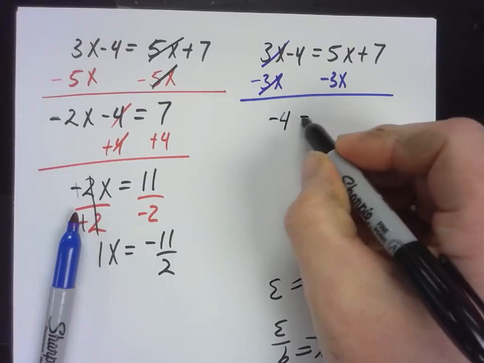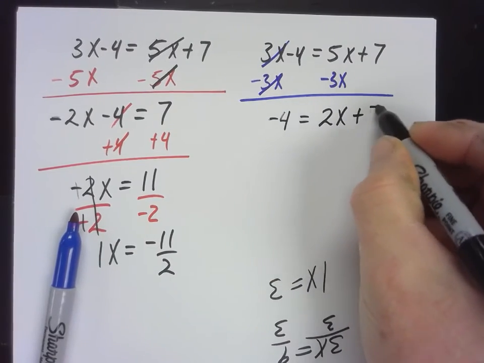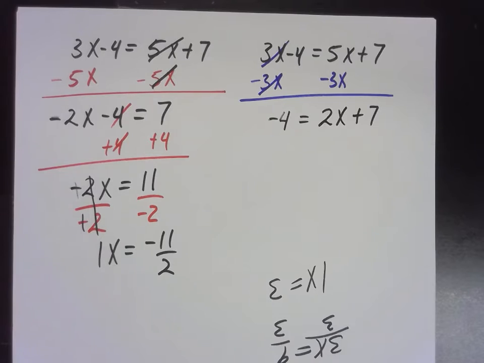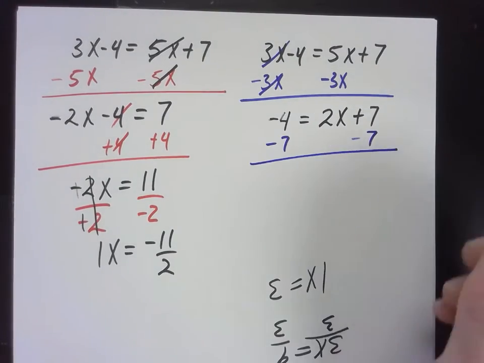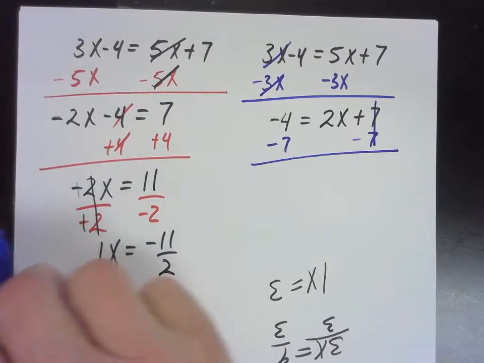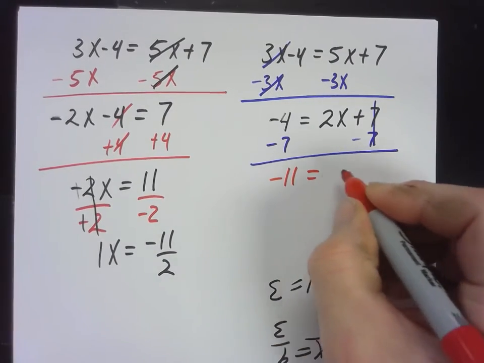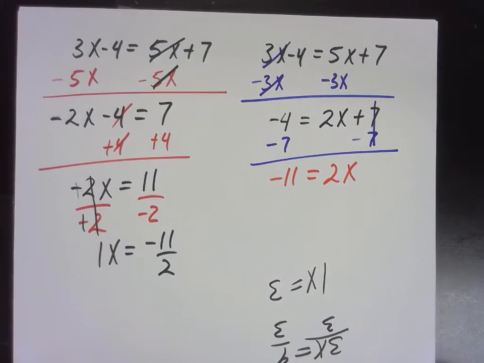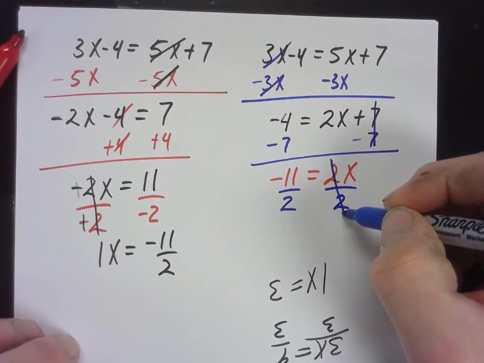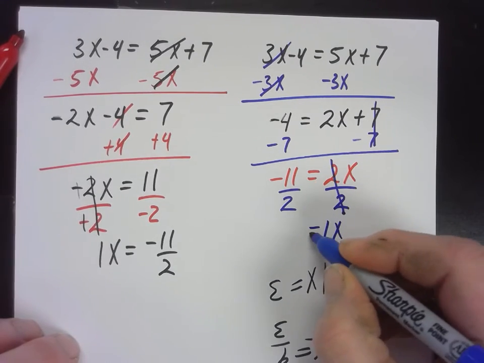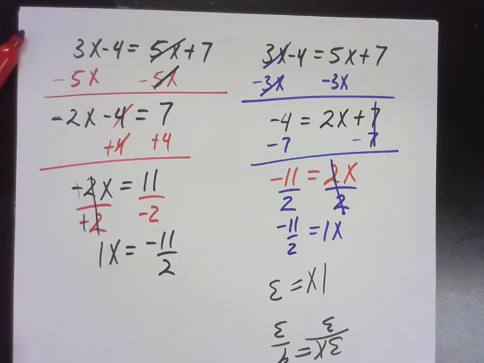-4 equals 2x plus 7. Now what's the constant on the side of the variable? The 7. So I need to subtract 7 from both sides. So we have -11 equals 2 times x. Positive 2 on both sides. Okay, divide both sides by 2. Does this cancel and give me 1x? Yep. 1x equals negative 11 over 2. Did I get the same answer? Yeah.